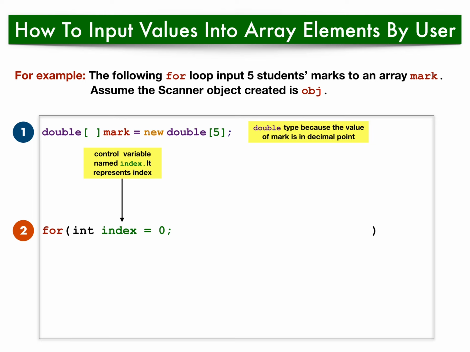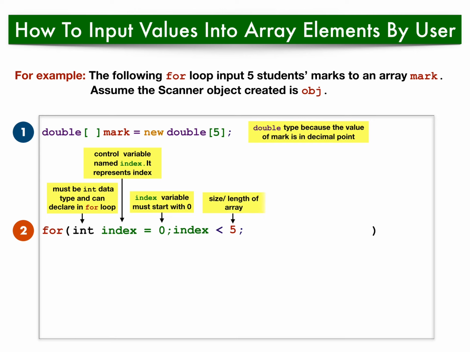You need to remember that in an array, the control variable represents the index. The initial value must be 0 because it represents the index. In an array, the index must always start with 0 and must be in integer data type. You can declare the variable name index in the for loop. Next is condition. Since the question asks you to input 5 students' marks, the end value should be 5, and 5 here represents the size of the array. And you have to use the operator less than because the initial value starts with 0. And followed by update counter.